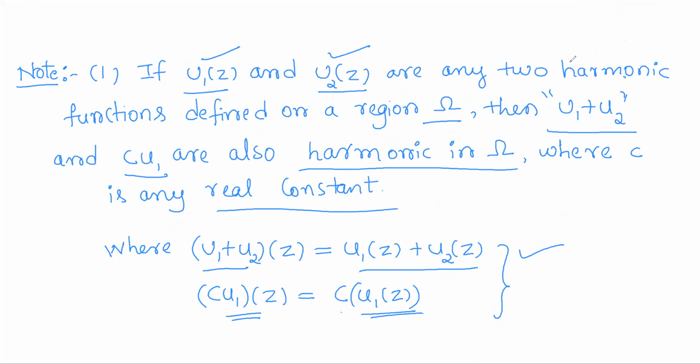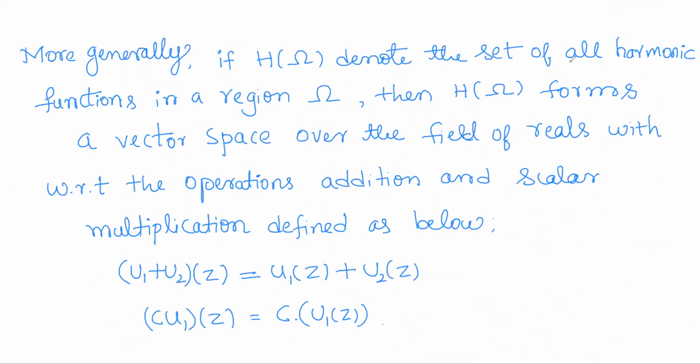So now we generalize it. Here you can observe that if you consider all harmonic functions defined on some definite region, then they are closed under addition, because if we add any two harmonic functions, once again you are getting a harmonic function. If you have a harmonic function and you multiply any real constant to it, then the resulting scalar multiple is also a harmonic function. That means if you consider all harmonic functions in a region, then there are two binary operations on them which are closed. One is addition, the other is scalar multiplication.